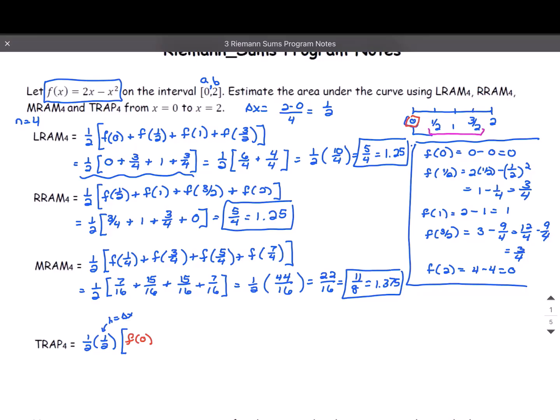all the ones in the middle twice, so it's 2 times f of 1/2 plus f of 1 plus f of 3/2. And then we only use the right endpoint once. And then we close this up. So 1/2 times 1/2 is 1/4.